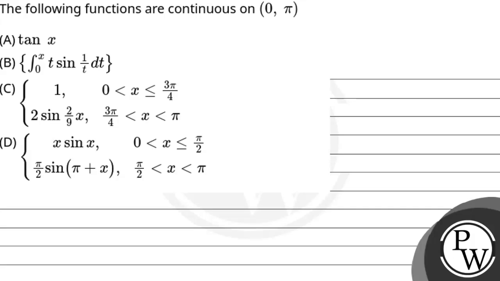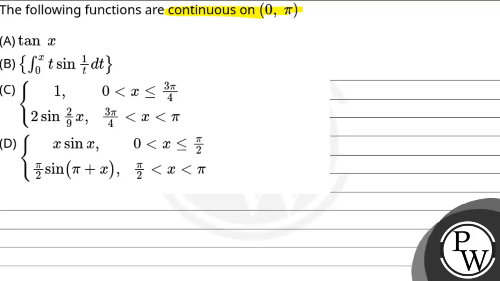Hello बच्चों, our question here is: the following functions are continuous on 0 to pi. तो इनमें से कौन से functions 0 to pi में continuous है ये find करना है. Option A is tan x, option B is integral of 0 to x t sin 1 by t dt. Option C is 1 for x belongs to 0 to 3 pi by 4 and 2 sin 2x by 9 for x belongs to 3 pi by 4 to pi.